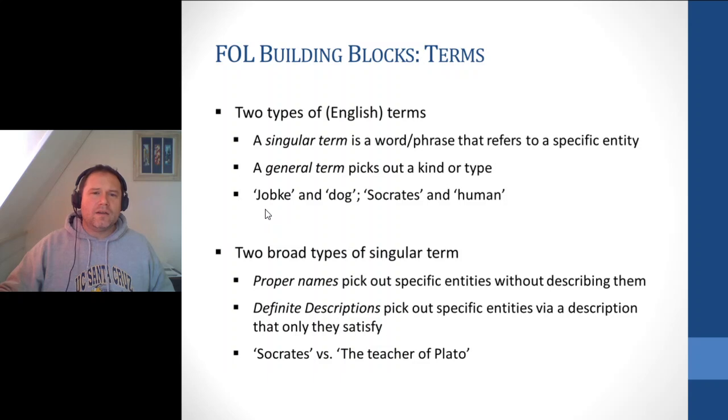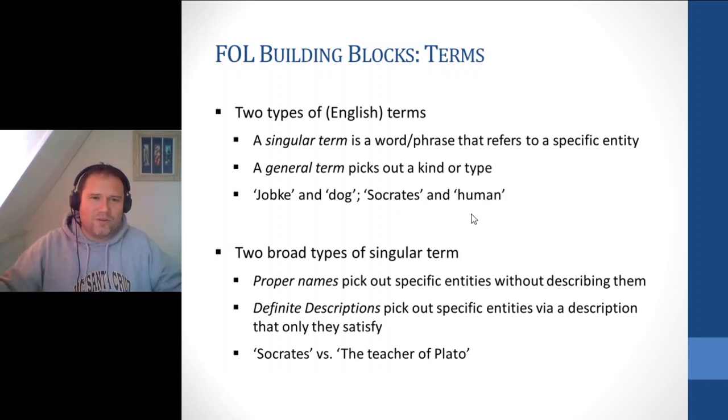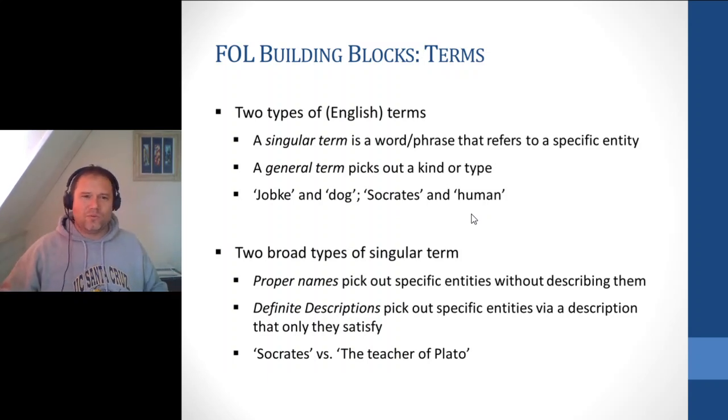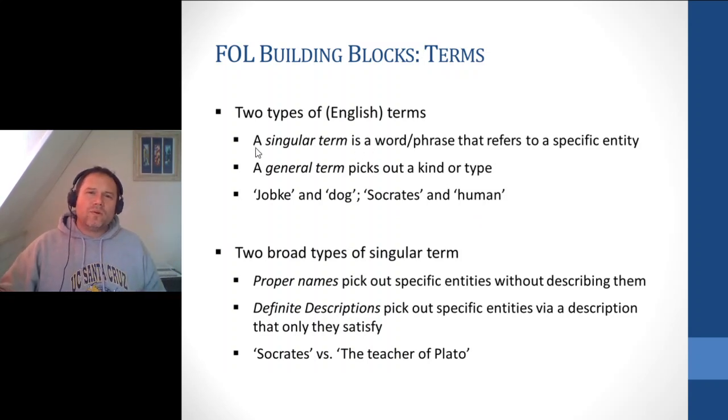So for example, Yobka is a singular term, right? And it picks out my dog Yobka, right? In contrast, dog is a general term that picks out the kind or the type dog. Right? Same thing with Socrates and human, right? Socrates is a singular term. It's a name for that man, right? And then human is a name for the kind of which all of us are instances. I hope all of us are instances, right? So what we're going to look at are just singular terms.